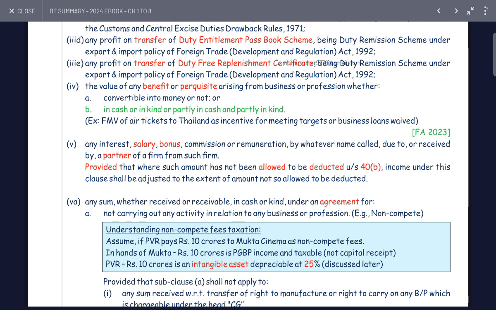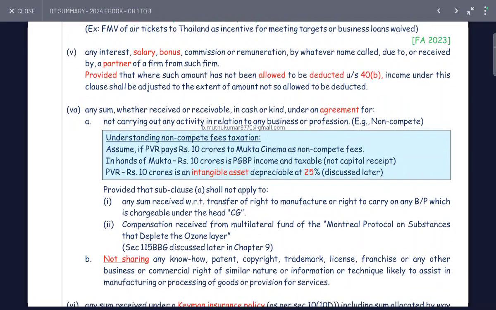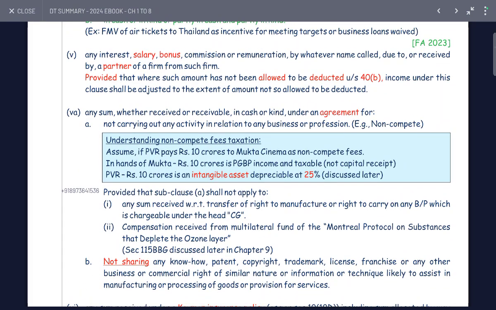The value of any benefit or perquisite arising from business or profession, whether convertible into money or not, in cash or kind, or partly in cash and partly in kind, is business income. For example, the value of air tickets received from a pharmaceutical company for meeting a target, or a business loan waived off. Any interest, salary, bonus, commission, or remuneration is also covered.